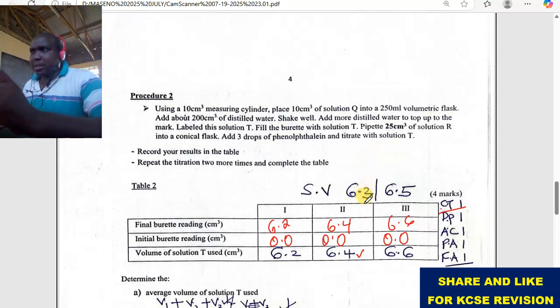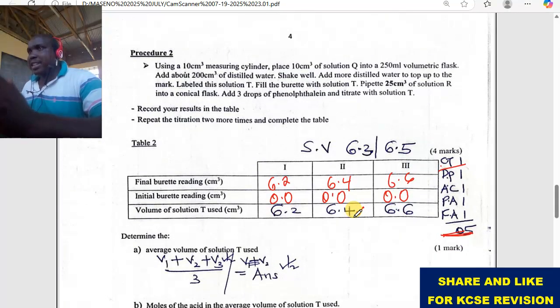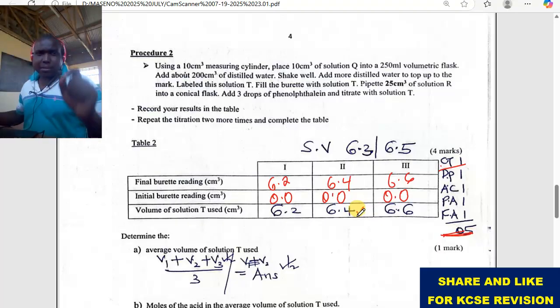But you need to understand what's happening here. It is sodium carbonate reacting with HCl, but this HCl is not the original one. It is the diluted one. Very important. Original was Q, and we used 10 centimeters cube of the original Q, diluted it into 250 centimeters cube. Do you know what that means? It means that the number of moles in 250 centimeters cube solution T is the same as the number of moles in 10 centimeters cube solution Q. Very, very important for you to understand that. Very critical. Did you hear what I said? Please get it.